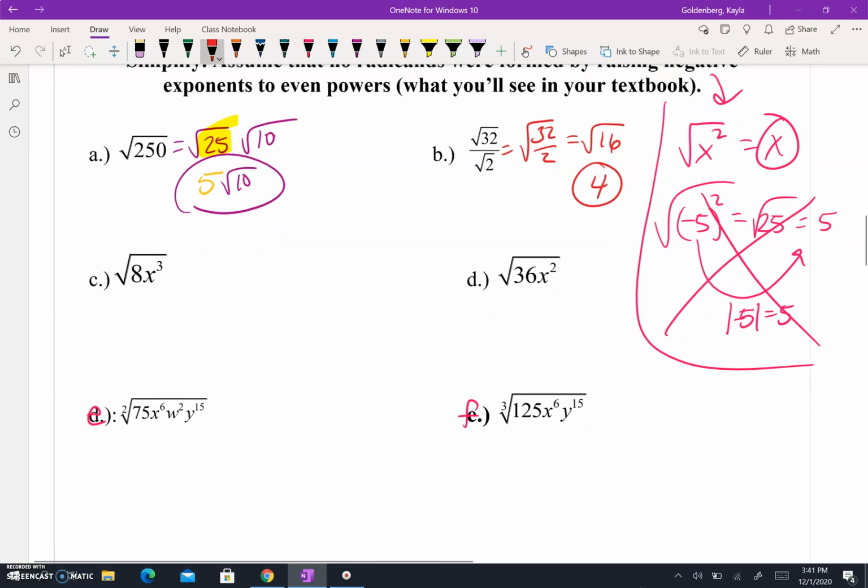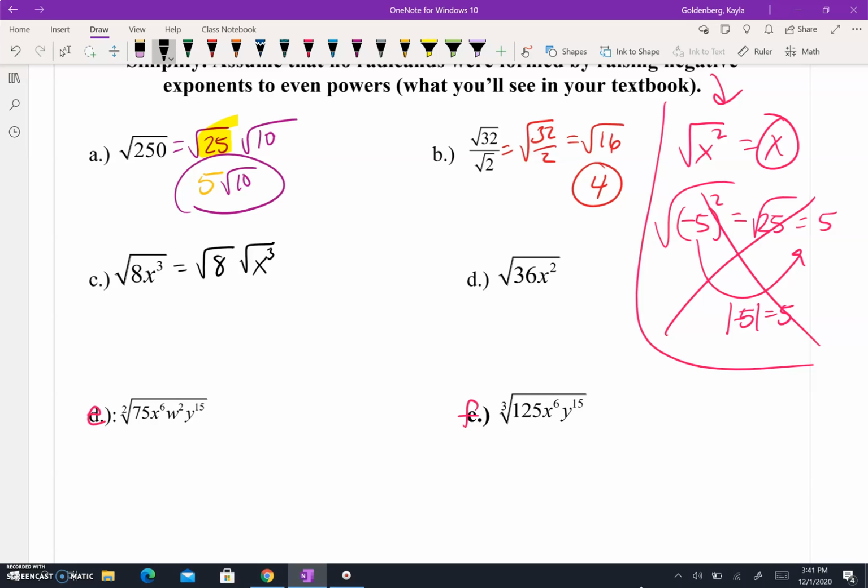Okay, and then the square root of 8x cubed. So I like to think of this as the square root of 8 times the square root of x cubed. And these four are going to be ones that we'll talk about tomorrow. So let's just try and kind of look at C, and maybe we'll look at D, E, and F tomorrow during class.